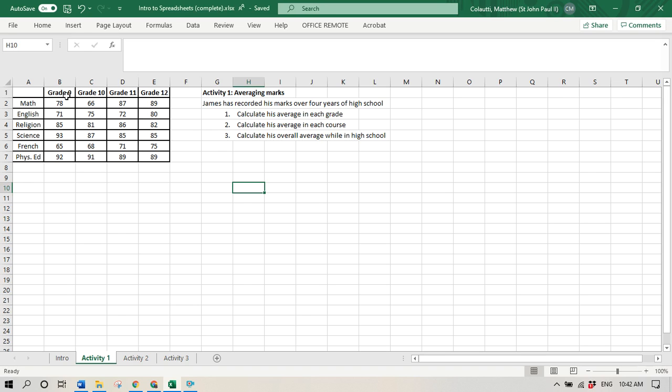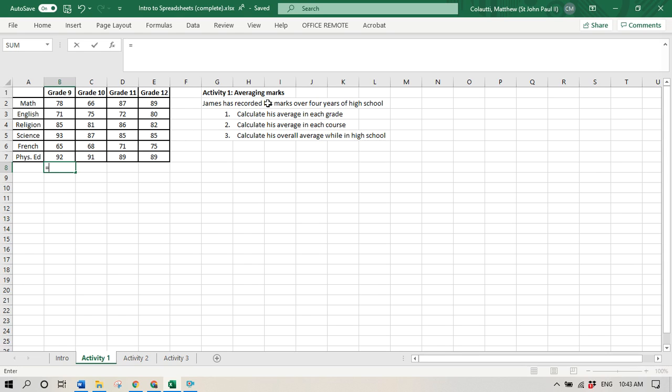Okay, so grade 9, here are all his marks. I want to find out the average. Now, the old-fashioned way of doing this would be to take your calculator to add 78 plus 71 plus 85, 93, 65, 92, and divide by 6. But you have a spreadsheet now, so you can get the spreadsheet to do the work for you.